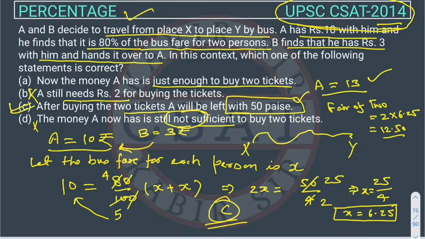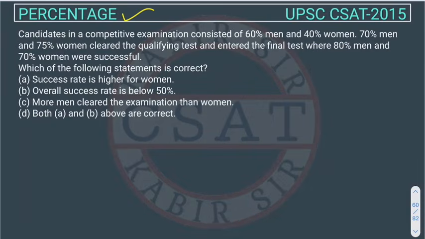This was an easy question. I hope everyone understood, right? So this is a percentage question asked in the UPSC CSAT exam 2015, right? So the question is, the candidates in a competitive examination, like UPSC, consisted of 60% men and 40% women, right?